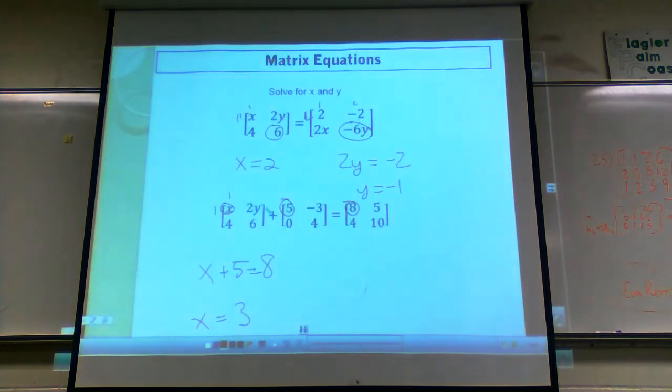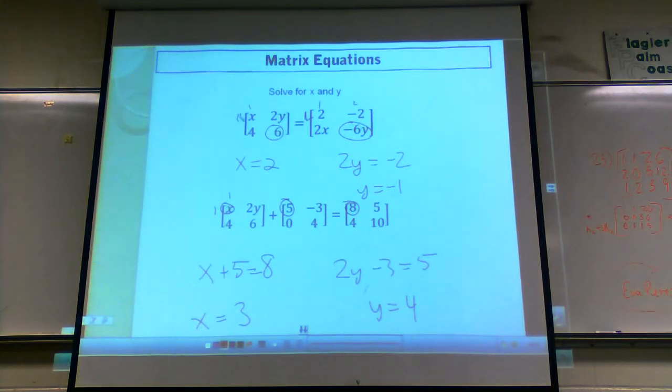And then what would I use for the y part? First row, second column. So 2y plus negative 3 equals 5. So y is 4. As long as you stay corresponding here, guys, good.